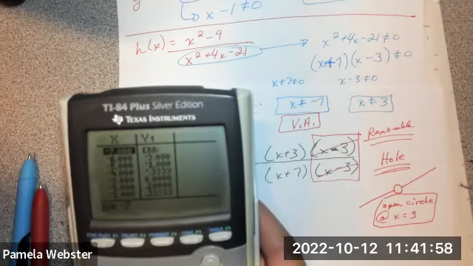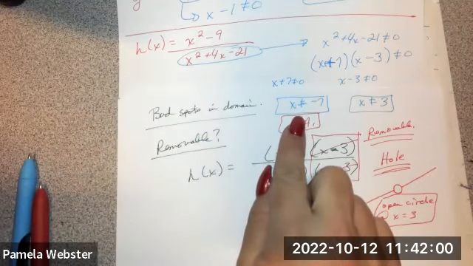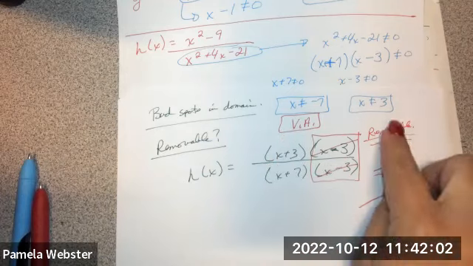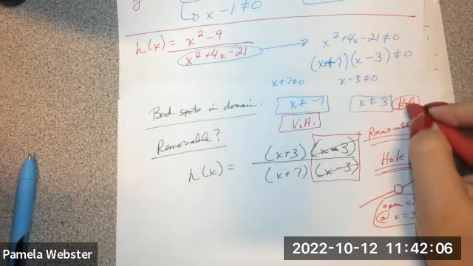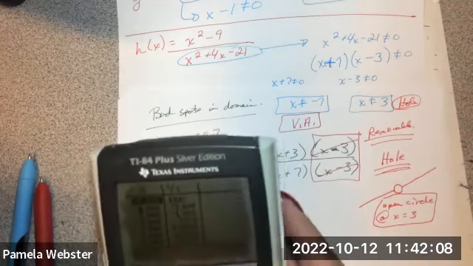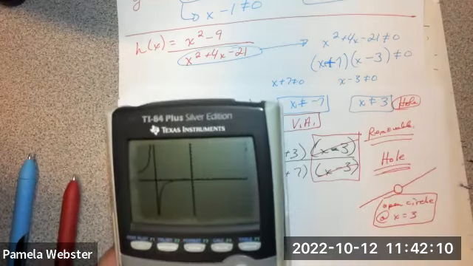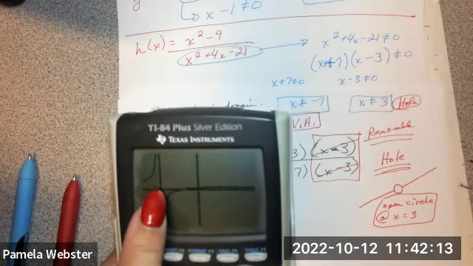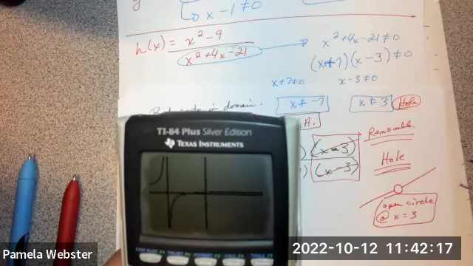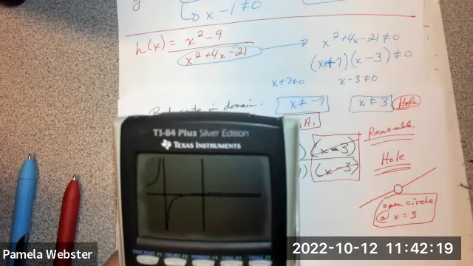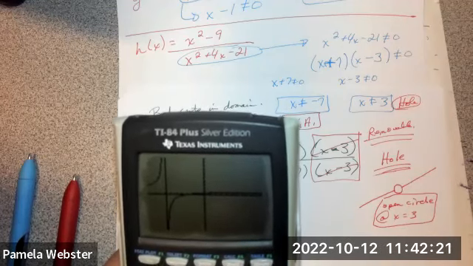That's good. But what I need to know is this one's going to be a vertical asymptote. This one's going to be a hole. So they're definitely going to be skips in my graph. Let me see the graph here. Okay. Here is the -7 guy. That's a vertical asymptote there. It's not actually the asymptote drawing in there. It shouldn't be showing up.